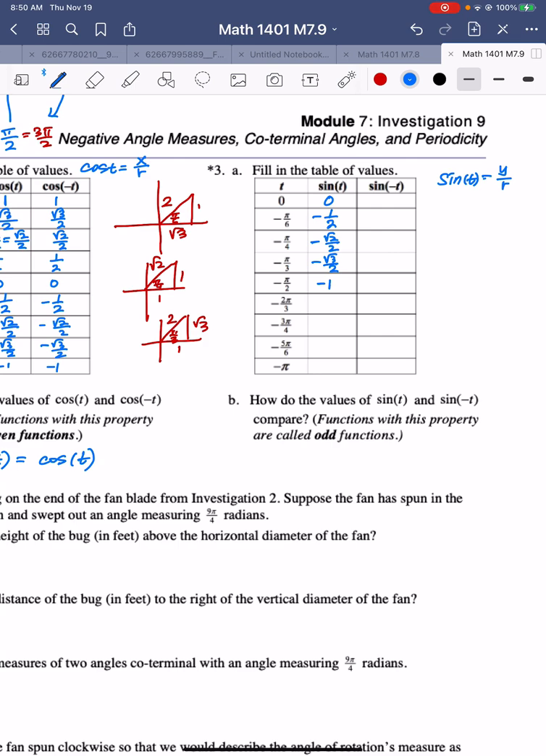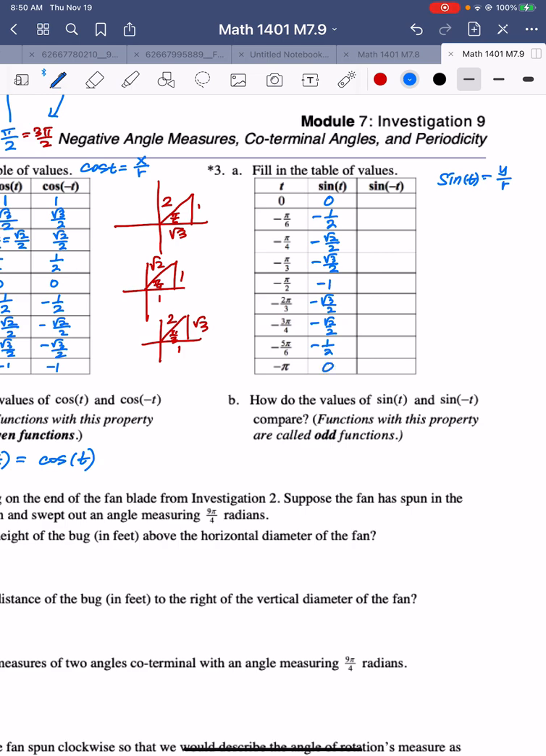And then negative 2 pi over 3, which is quadrant 3. Sine still stays negative, right? So it's the same as negative pi over 3, which is negative root 3 over 2. And then negative 3 pi over 4, quadrant 3, which still stays negative root 2 over 2. And then it stays negative 1/2, and then it becomes 0 again.